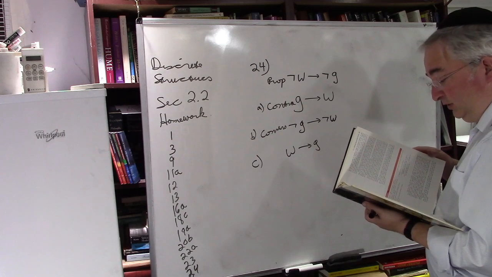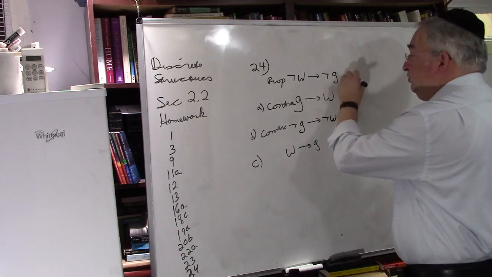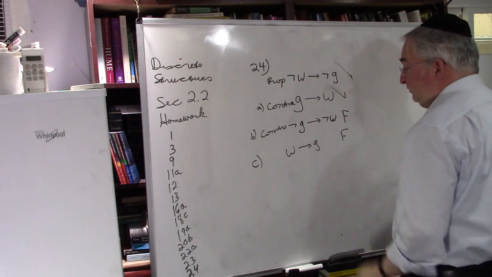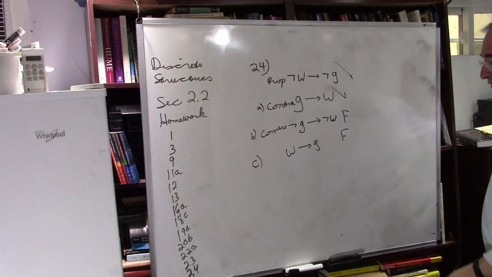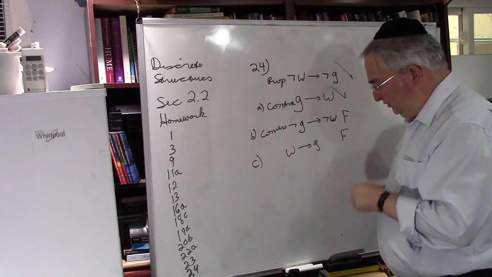Which among the original statements and the ones in part A, B, C are true? Oh, so this is true, this is true, this is false, this is false. Okay, and we're done. I might have messed up here, but I think it's true.